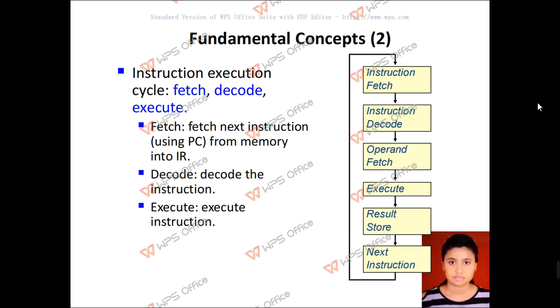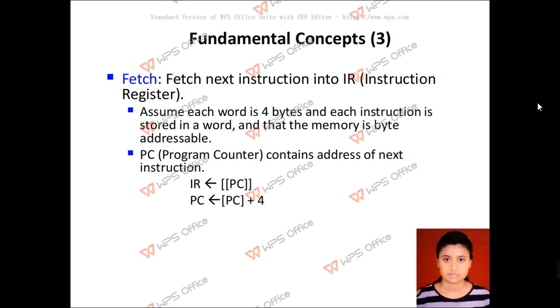First we fetch instructions, then decode, then we fetch our operand, execute, then our result store, and next instruction goes to instruction fetch, or fetch next instruction into instruction register. We can assume that each word is 4 bytes and each instruction is stored in a word and that the memory is byte addressable. PC program counter contains address of next instruction. Program counter address goes into instruction register and then program counter increases by 4 bytes.